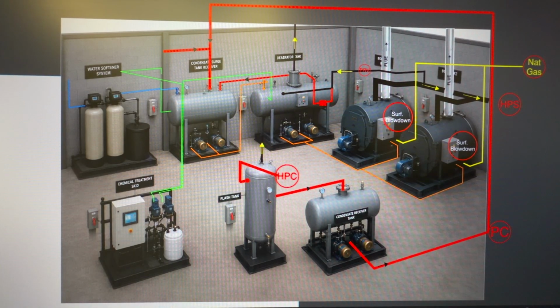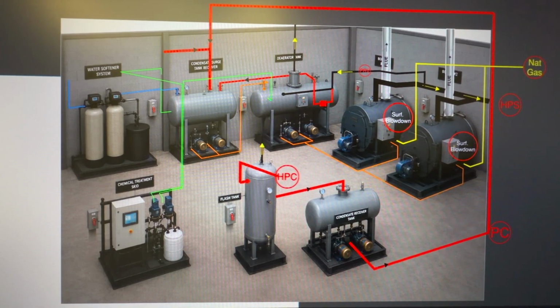In this video, I'm going to explain the equipment and function of each of the pieces of equipment in a commercial boiler room. First is the water softener skid, which is here on the left of the screen. The next is the surge tank. Next is the deaerator tank. Two boilers, a chemical treatment skid, flash tank, and a condensate receiver tank.